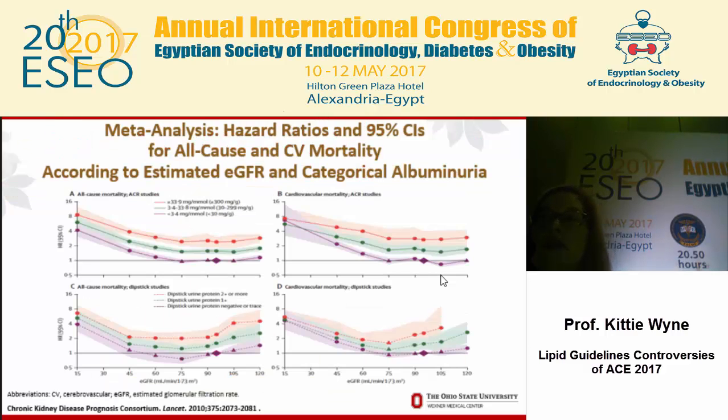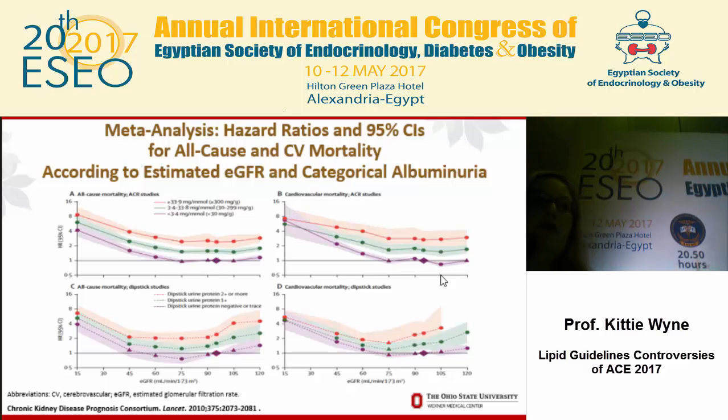There's another very nice study that we quoted, published in 2010, that was a meta-analysis looking at all-cause and cardiovascular mortality based on estimated GFR or categorical albuminuria. The top is those who actually had an albumin to creatinine ratio measured. On the bottom is if they just had a dipstick. And then on the left is all-cause mortality, on the right is cardiovascular mortality. What you see from all four of these charts is once the estimated GFR drops below 75, you have an increase in your event risk.